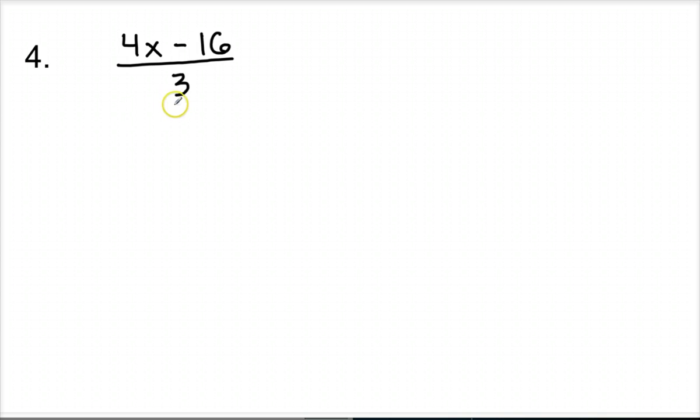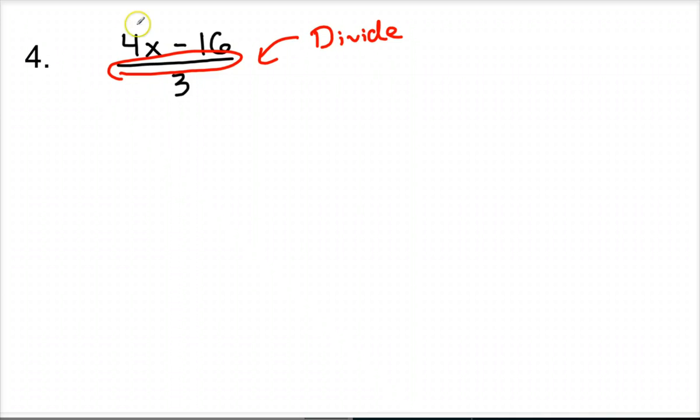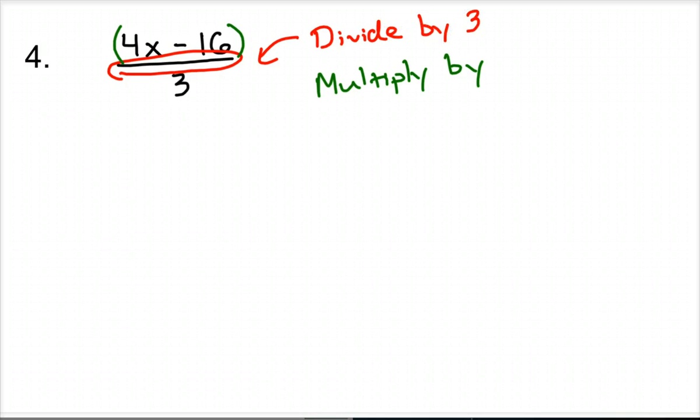But what I want you to think about is, what does dividing by 3 really mean? Because that's what this fraction bar here means. In case you forgot, anytime you see a fraction bar, that is just another way of writing divide. So what this problem is really telling us to do is take the quantity 4x minus 16, which I can put in parentheses, and divide that whole thing by 3. Well, dividing by 3 means the same thing as multiplying by its reciprocal.